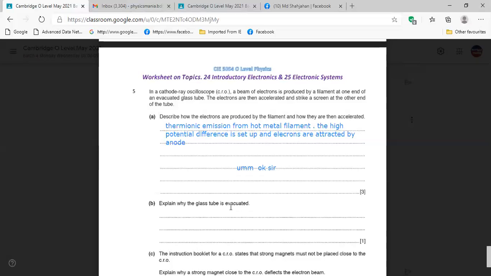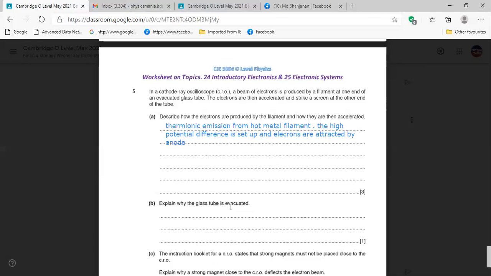Then the next one. Continue. If you are done with writing, Amir, you do the next one. Read. Explain why the glass tube is evacuated. Evacuation means it's vacuum, right? If there is not vacuum, then electron movement will be hampered, right? Electrons will ionize the air, it will slow down, right? That's why we should make it vacuum.